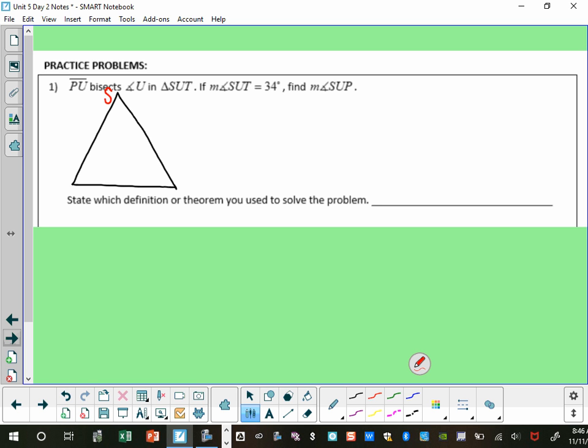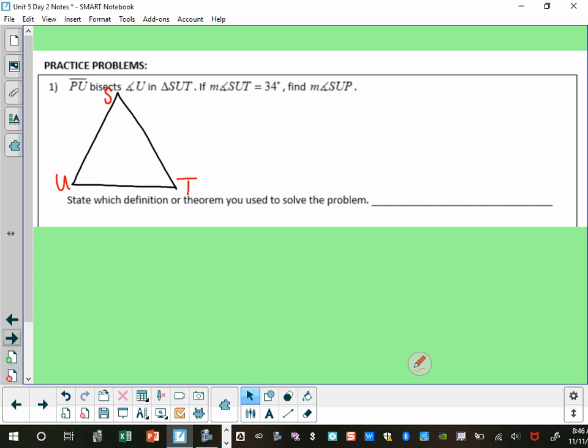Normally, you can label your triangle however you want, especially on your quiz and your test. I'm not going to be able to tell you how to label your triangle. But in this case, I want you to copy what I have on the board. S is my vertex angle, U and T are my base angles.